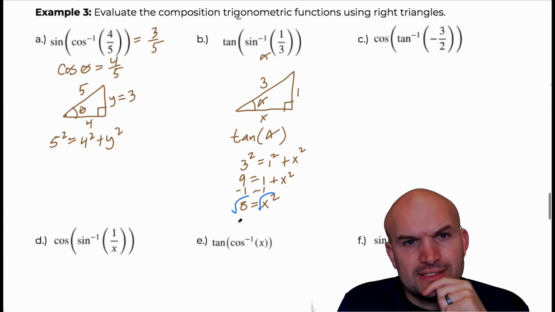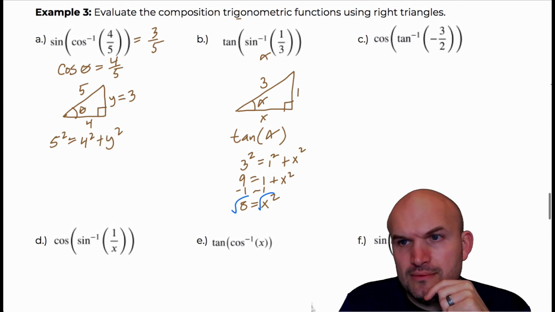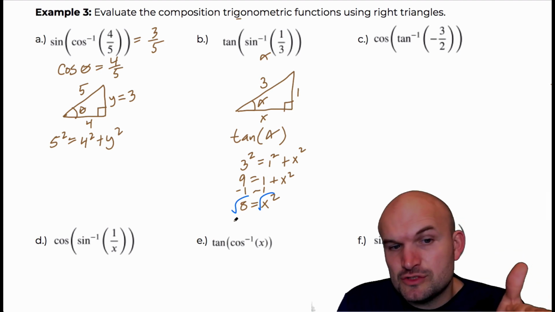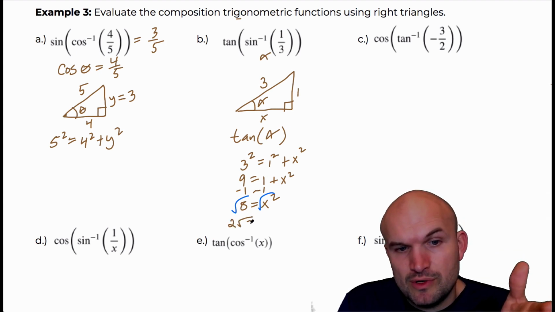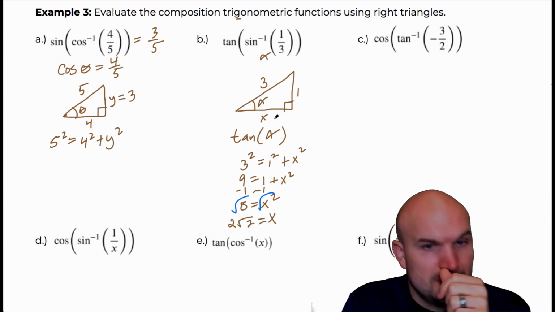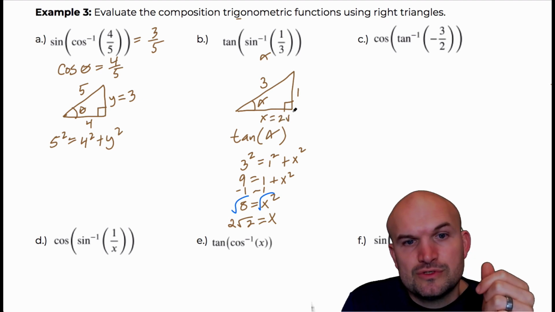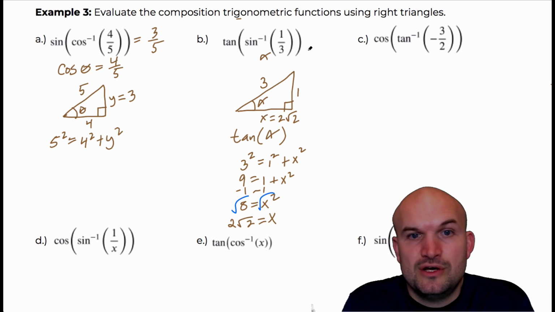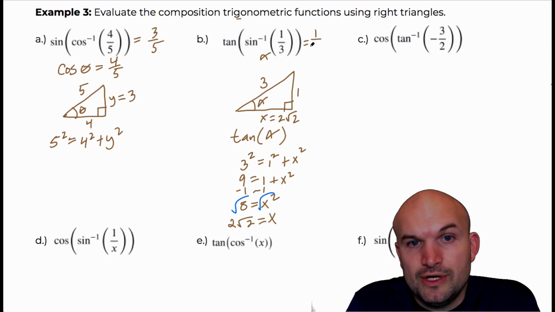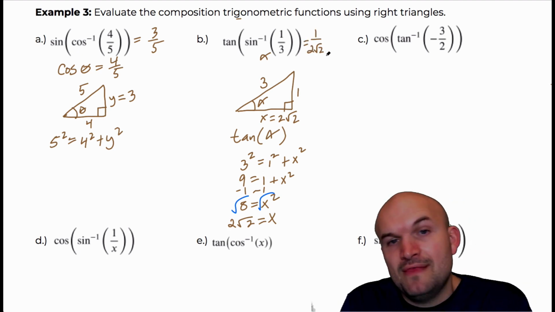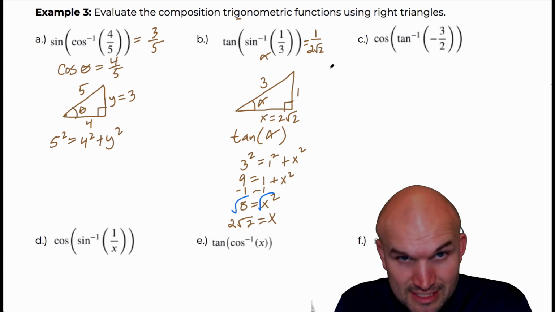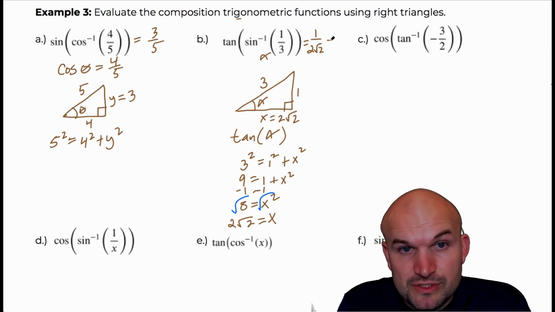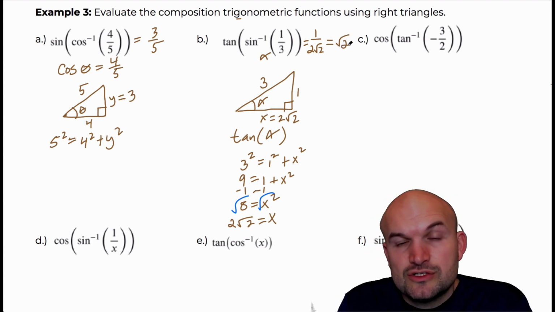All right, so when we simplify the square root of 8, we're going to have 2 square root of 2 is equal to x. So again, now it's asking us to find the tangent. So that's going to equal 1 over 2 square root of 2. And then we can go ahead and rationalize the denominator by multiplying by square root of 2 over square root of 2. And what we'd get is the square root of 2 on top.